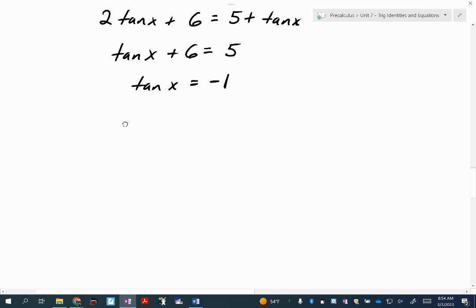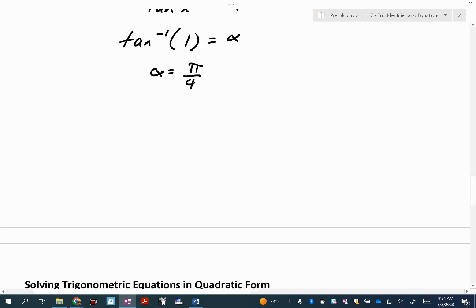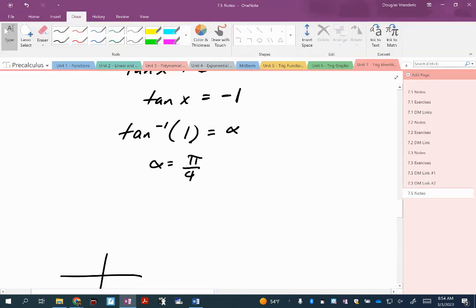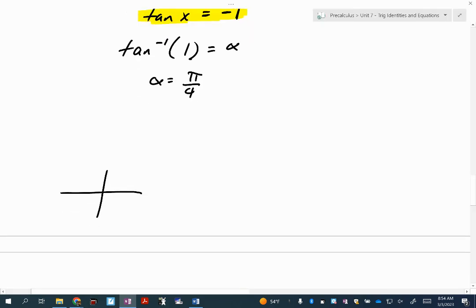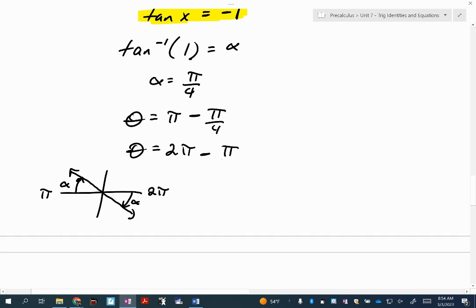So now I'm going to tell my brain, tangent to the negative first power of, notice I did positive 1 here to find our reference angle, because in my table of special angles, I do know that the tangent of pi over 4 is positive 1. So I'm looking for, in my quadrants, where tangent is going to be negative. It's negative in the second quadrant and in the fourth quadrant. So it's going to do pi, we're going to back up the reference angle. And to find my fourth quadrant is 2 pi, but you back up the reference angle. So those are my two answers: pi minus pi over 4 and 2 pi minus pi over 4. Get a common denominator, you get 3 pi over 4, and this is going to be 7 pi over 4. So those are my two solutions for those.